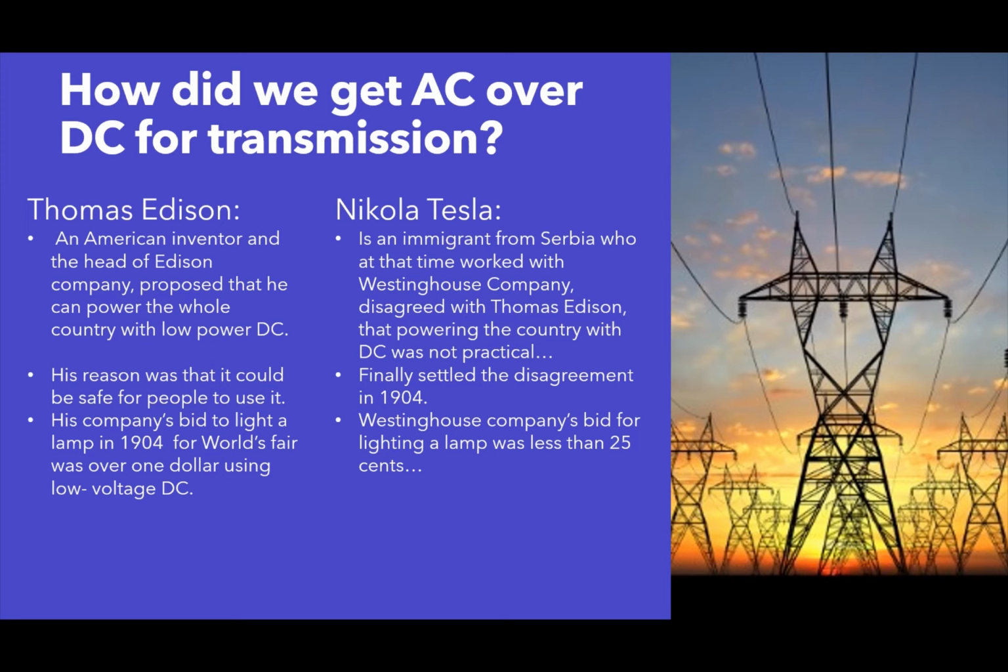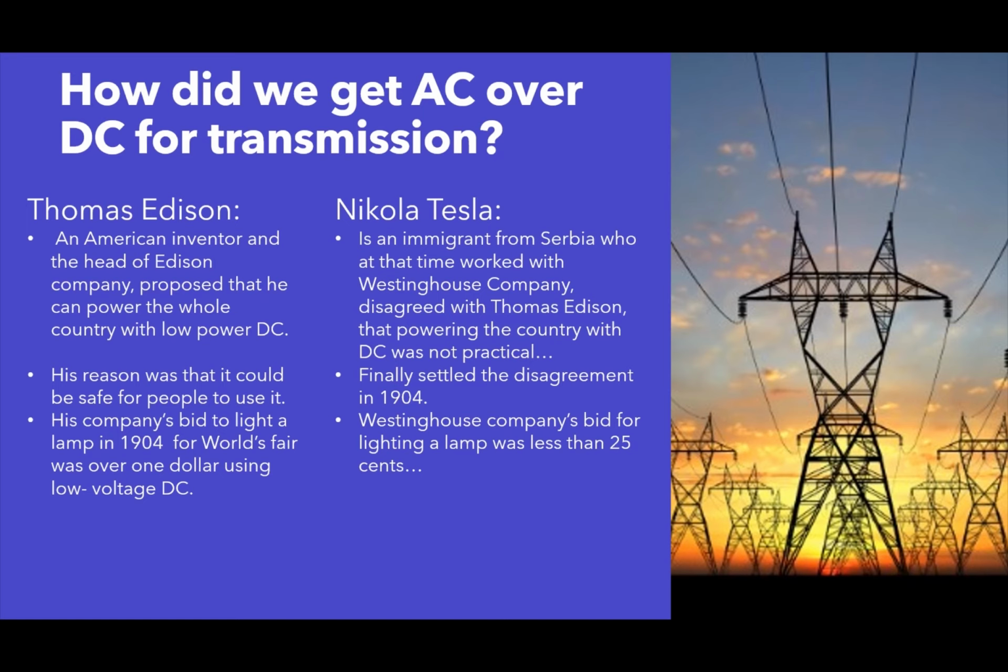He disagreed with Thomas Edison that powering the world with DC was practical, because it couldn't be done. So how did they settle, or how did they come to an agreement, or finally finalize the issue? In 1904 was the settlement where the issue came to a resolution.